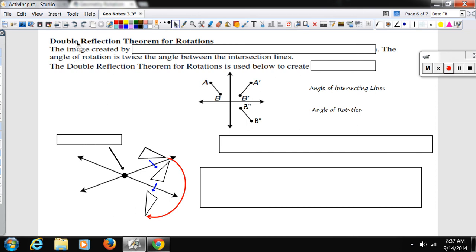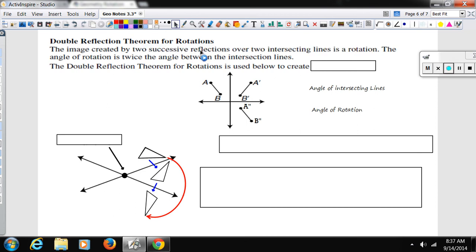All right, there is a double reflection theorem for rotations. An image created by two successive reflections over two intersecting lines is a rotation. The angle of rotation is twice the angle between the intersecting lines. The double reflection theorem for rotations is used below to create a rotation of segment AB.